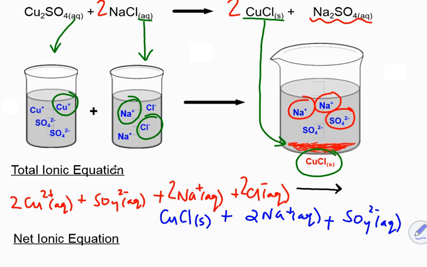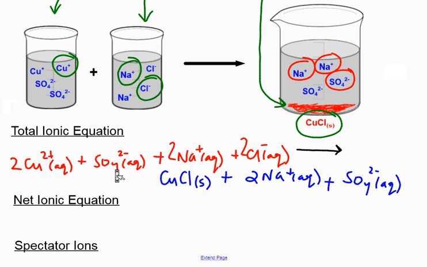Now if I scroll down a little bit further and I do my net ionic equation, basically to find the net ionic equation, I'm going to cancel out the ions that are on both sides of my reaction. So in this case, I've got 2 Na on my reactant side and 2 Na on my product side. And I've got SO4 on my reactant side and SO4 on my product side, so those ones cancel out. And my net ionic equation ends up being only the ions that make the precipitate.